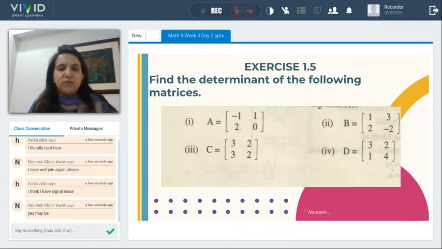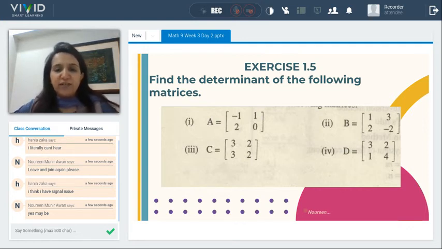Now coming towards exercise 1.5, in which we are going to use those things which we have learned. First question is find the determinant of the following matrices. Can you tell me the determinant of the first matrix? First matrix is -1, 1, 2 and 0. To find the determinant, let me repeat one more time. You have to multiply the diagonals and then subtract the answer.